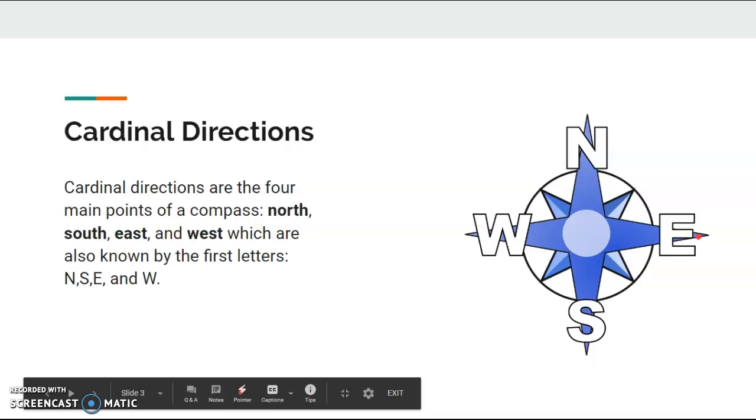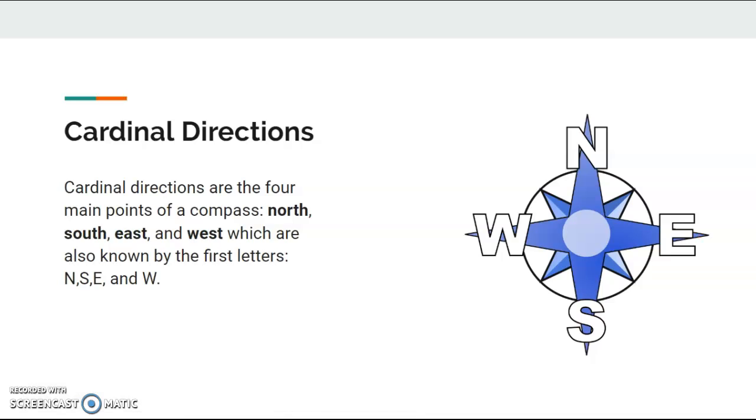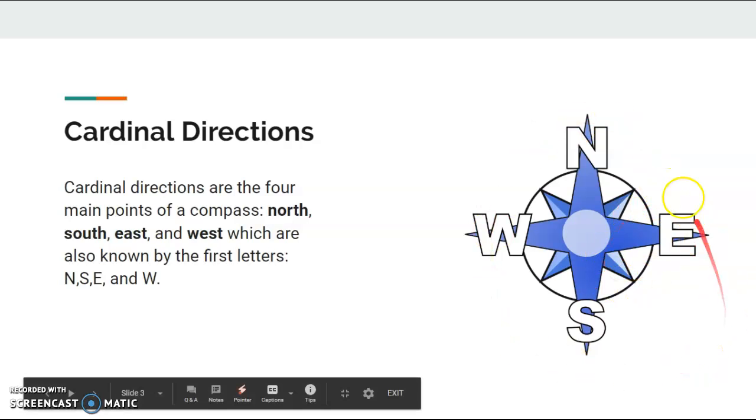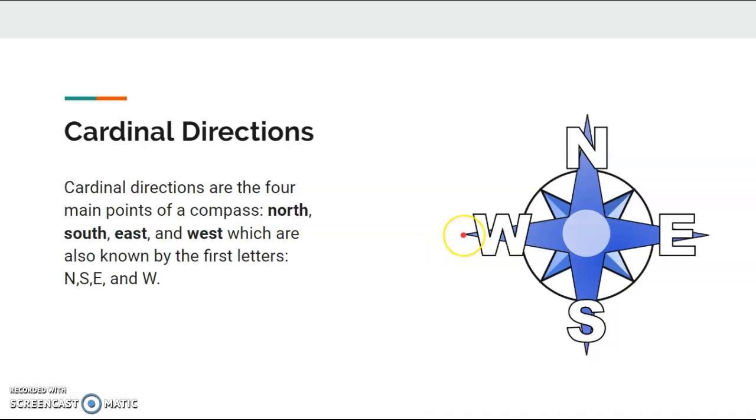All right, so cardinal directions. Cardinal directions are the 4 main points that you might have on a compass that are going to tell you where something is, regardless of where you are. And so if you look here, we have 4 main points. We have north, south, east, and west.